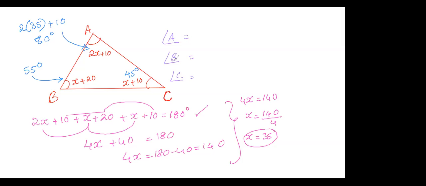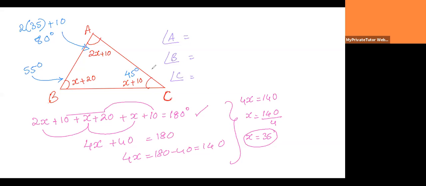Sir, how did you know that x? Oh, okay. So we have to first find the value of x, then we are going to substitute. So now tell me what type of triangle it is. If you want me to write the angles, I will write them here: 80, 55 and 45. So what type of triangle is it?